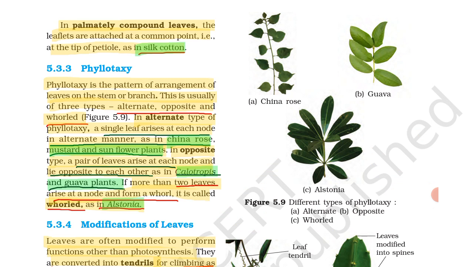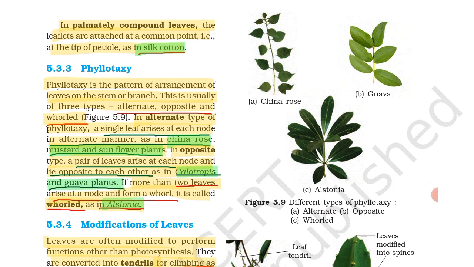Opposite phyllotaxy is shown. In that, a pair of leaves arises at each node, each pair opposite to each other. It is seen in Calotropis and guava. So the examples of opposite phyllotaxy are Calotropis and guava. Next, if more than two leaves arise at each node and form a whorl, it is called whorl phyllotaxy. So see figure 5.9c, where the whorl phyllotaxy example is given as Alstonia.